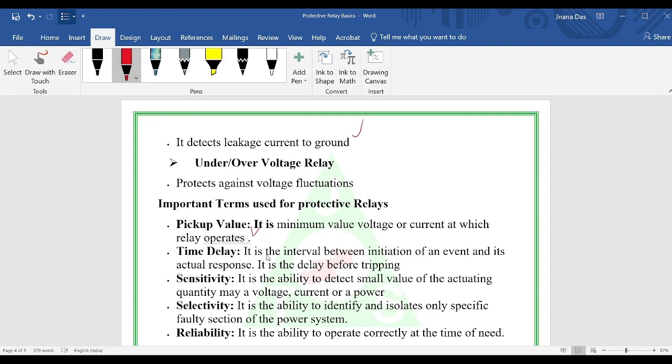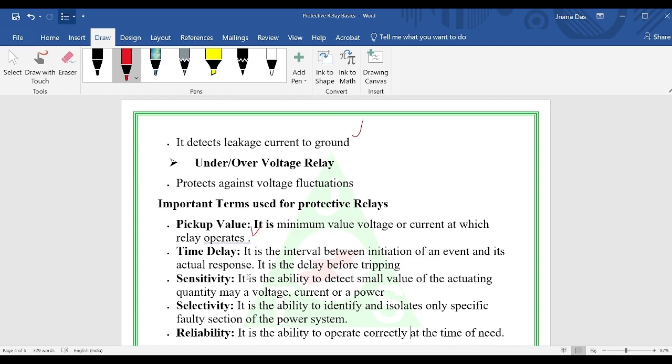Then time delay. It is the interval between initiation of the event and its actual response. This is called time delay. It is the delay before tripping. Suppose this is the sensing of the system and the action of the system, this is the gap between the two.